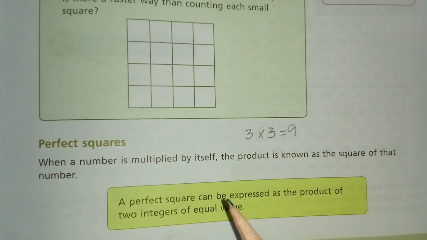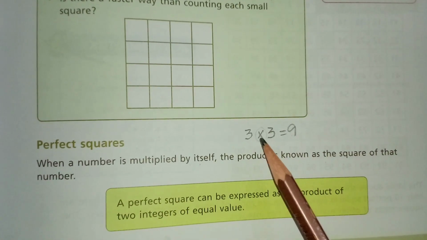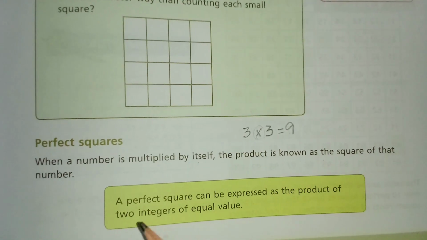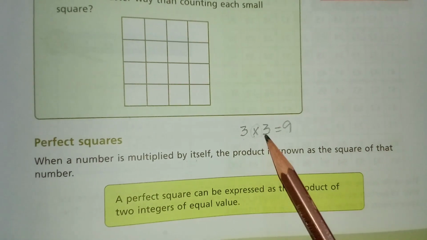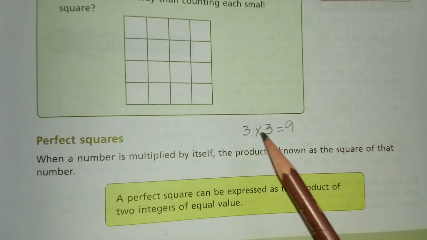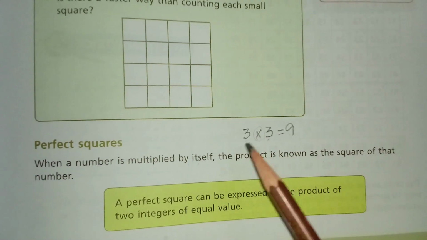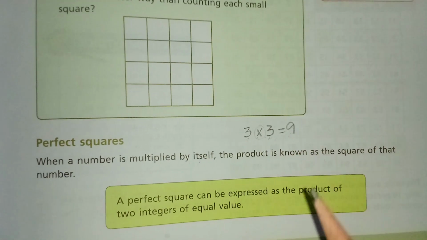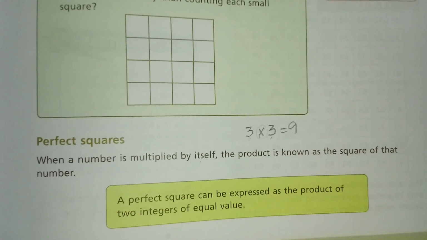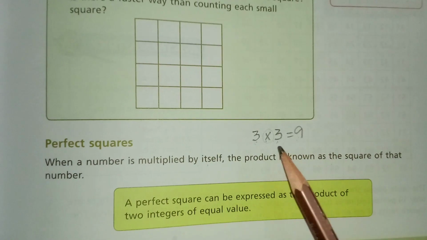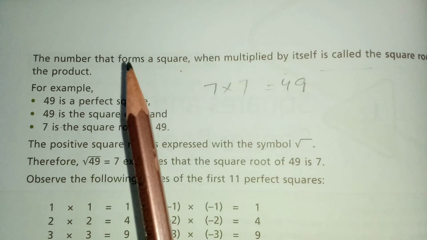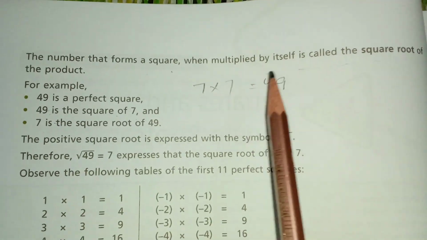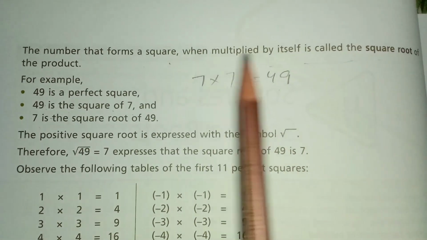So a perfect square can be expressed as the product, means the multiplication, of two integers of equal value. It means that the two values are the same. So we can say that 9 is the square of 3. The number that forms a square when multiplied by itself is called the square root of the product.